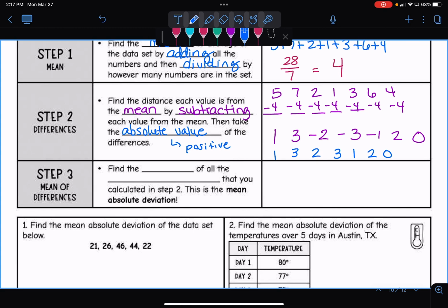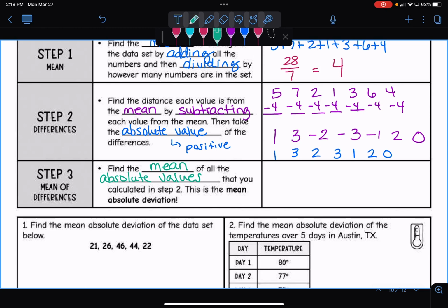Okay, so we found the average. We subtracted the average from all the numbers. And now we're going to do the final step, which is to find the mean of the absolute values. Where did I get what? I subtracted all the numbers. These get subtracted to get those.